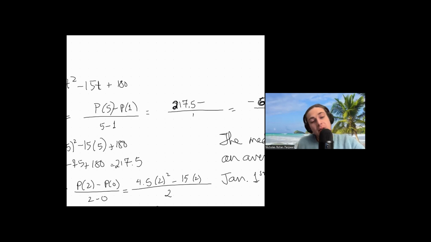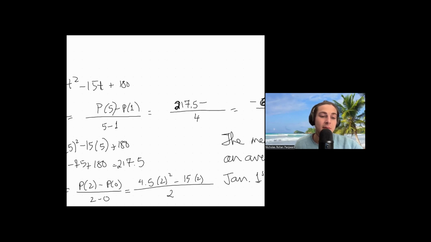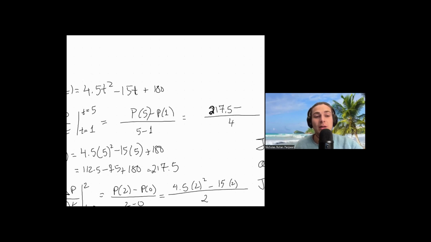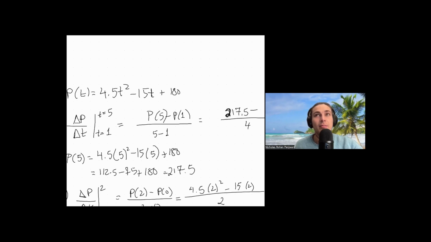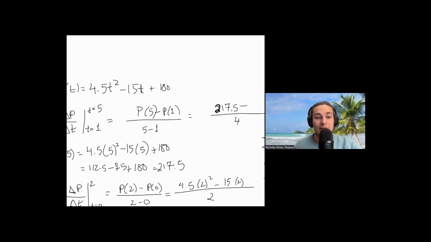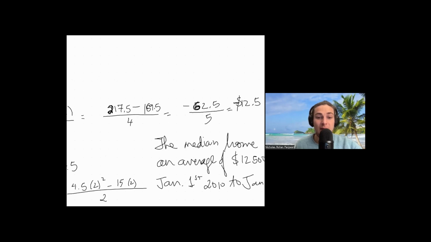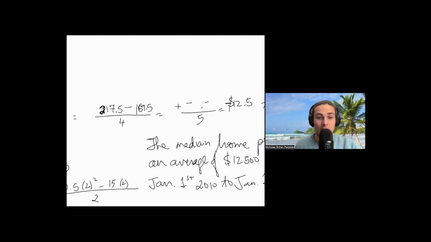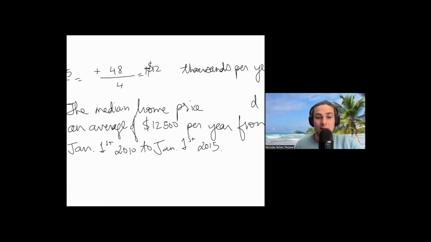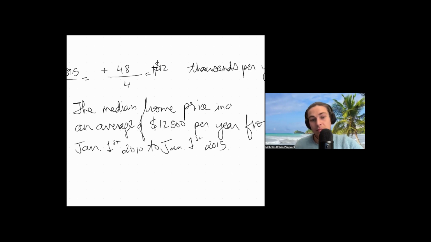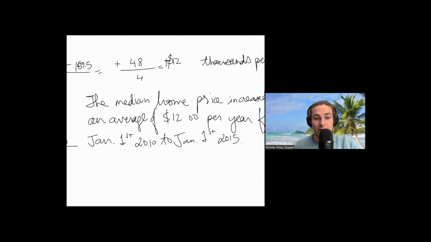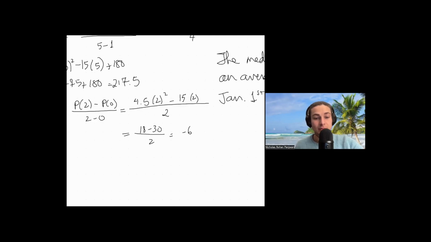That is super embarrassing, but I'm human and I'm here with you. When you find a mistake, just got to go back and correct it. That's what it comes down to. Okay, 217.5 is our P of 5. Our P of 1 is going to be negative 10.5 plus 180. So 169.5. Okay, that is positive 48 over 4. Positive 12.0. Median home price increased an average of $12,000 per year. Okay, now that's fixed. Okay, this is still true.